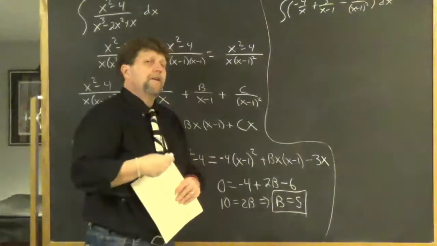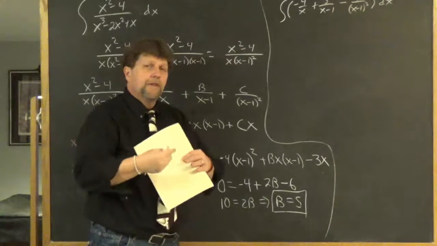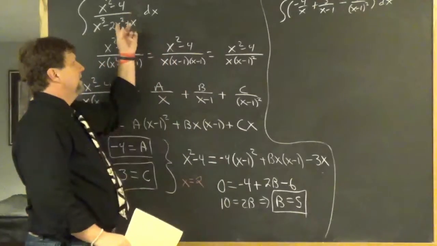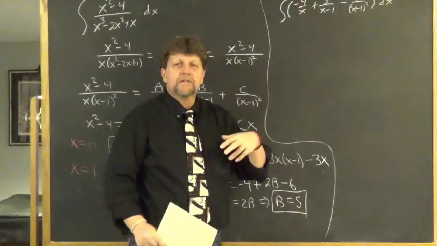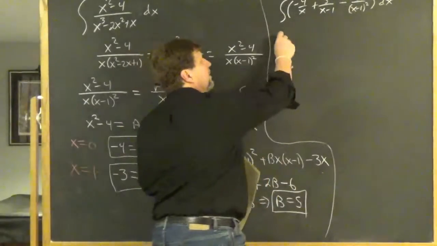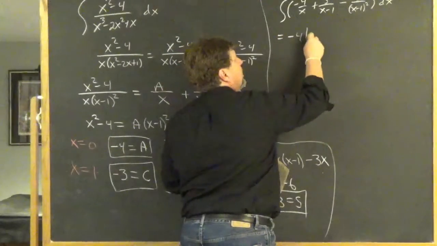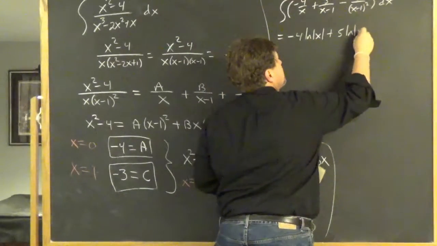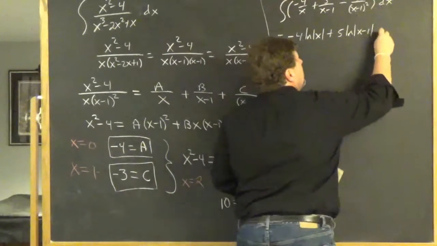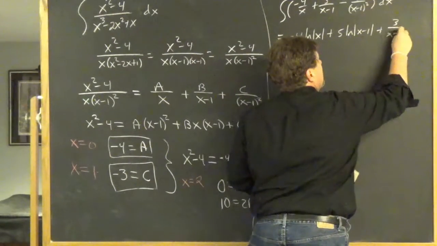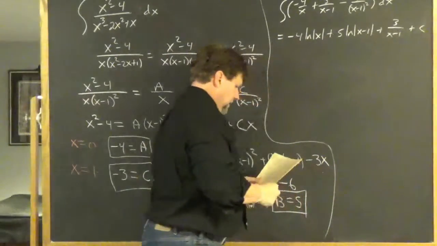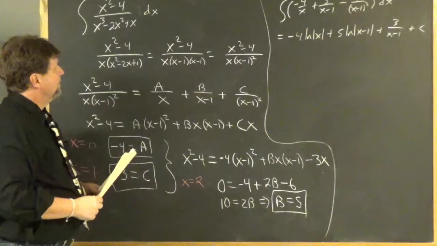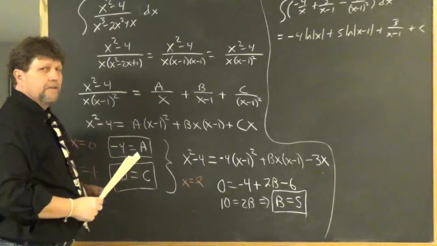And now you have a very straightforward integration problem to do. I mean, after all, the work is done in coming up with how to take this and break it down to here. The calculus is going to be the friendly stuff, because we immediately get negative 4 natural log absolute value of x plus 5 natural log absolute value of x minus 1 plus 3 over x minus 1 plus C. So that's all there is to it.